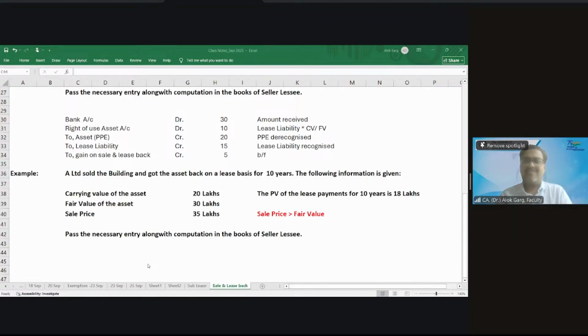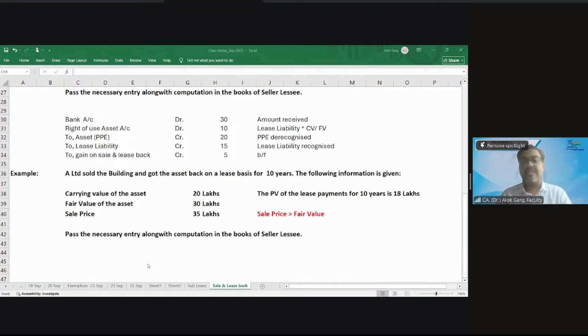It's a loan. It's additional financing. Why should I pay 15 rupees if the market value of some item is 10 rupees? It means when the sale price is greater than fair value, it indicates the presence of additional financing. It indicates the presence of a loan liability also.